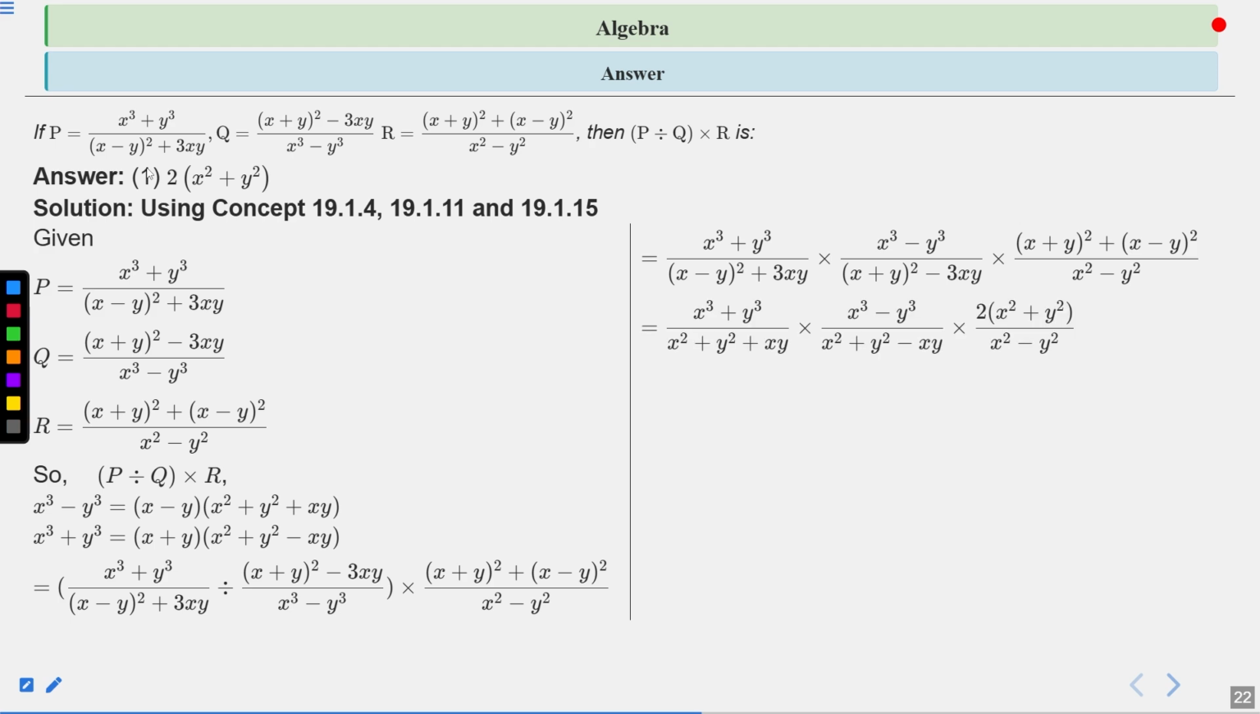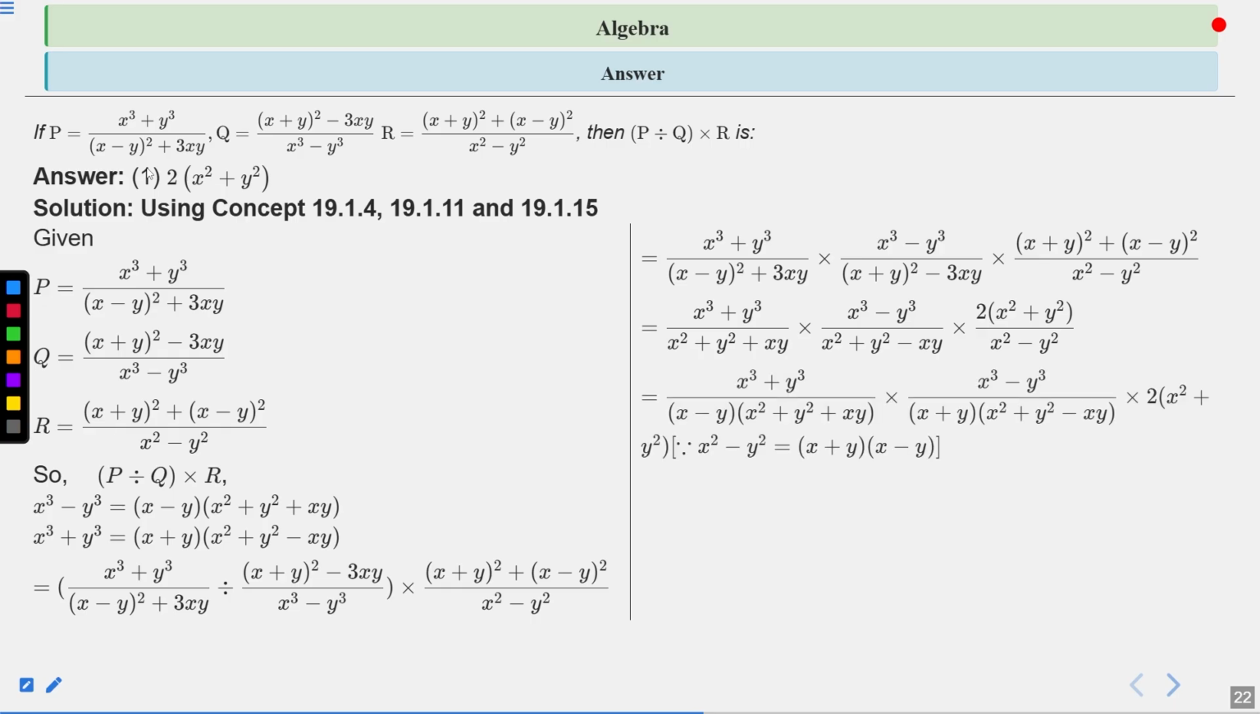So we get (x³ + y³) upon, when we open (x − y)², we get x² + y² + xy, multiplied by (x³ − y³) upon x² + y² − xy, and the whole multiplied by 2 times (x² + y²) upon (x² − y²). Now we can simplify it.